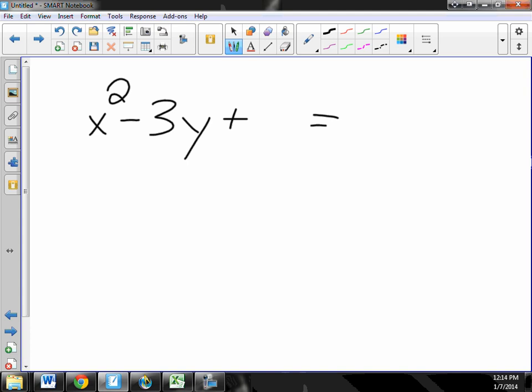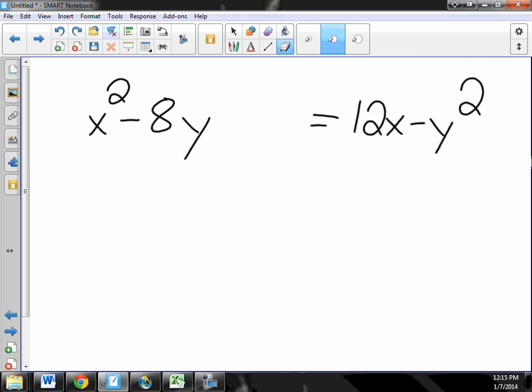Hold on. I don't know what number I'm going to put there. Calculator. Ooh, that's a really bad idea. Okay, hang on a second. Okay, hopefully this works.